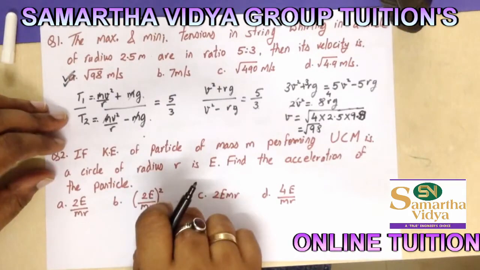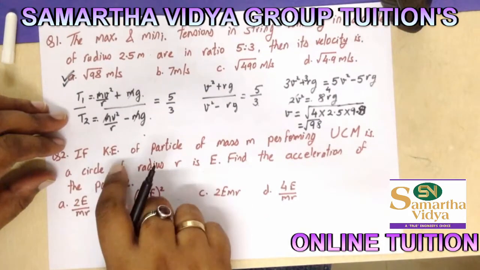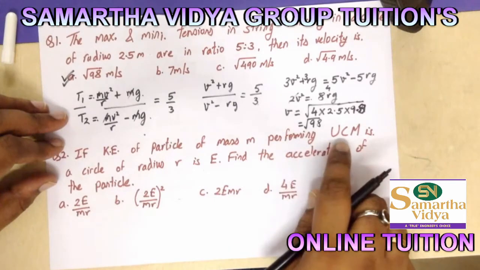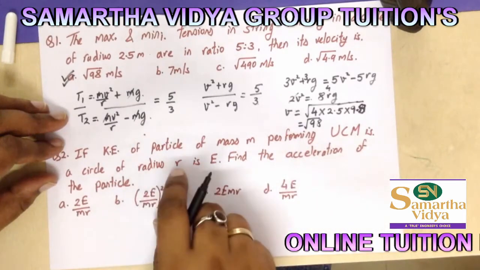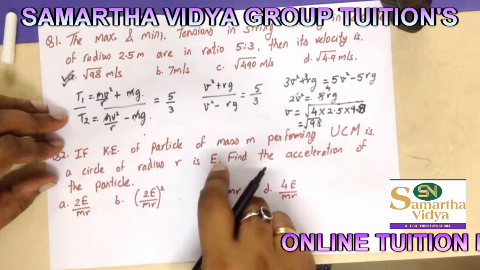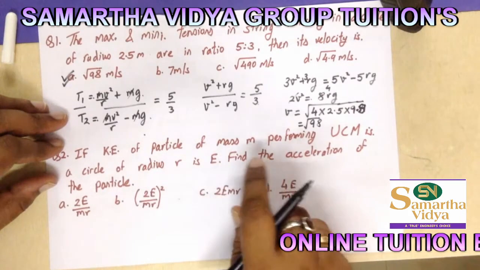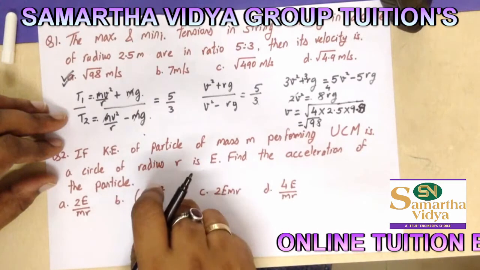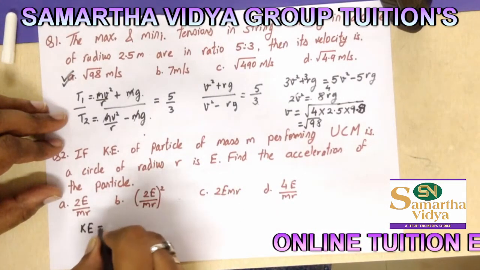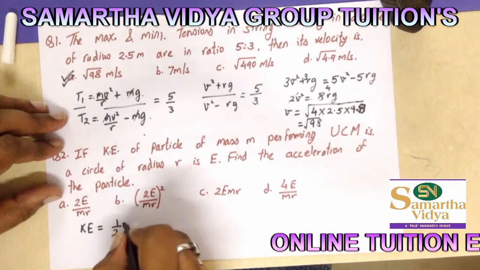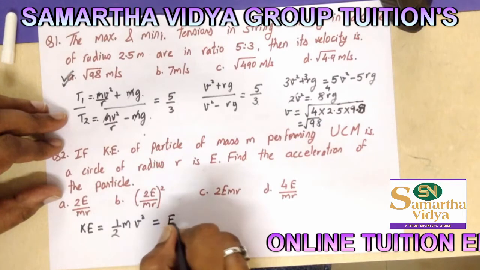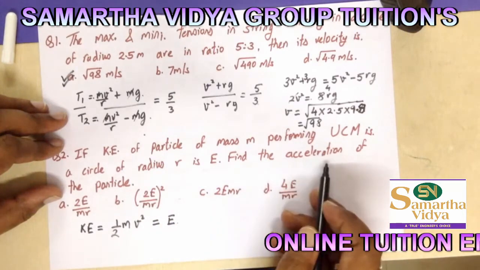Moving ahead with the second one, they have given that the kinetic energy of a particle of mass m, which is performing UCM in a circle of radius r, is E. So the kinetic energy is given as E. Find the acceleration of the particle. We know that kinetic energy is given by the formula half m v square, so basically this is nothing but E. I need to find the acceleration.